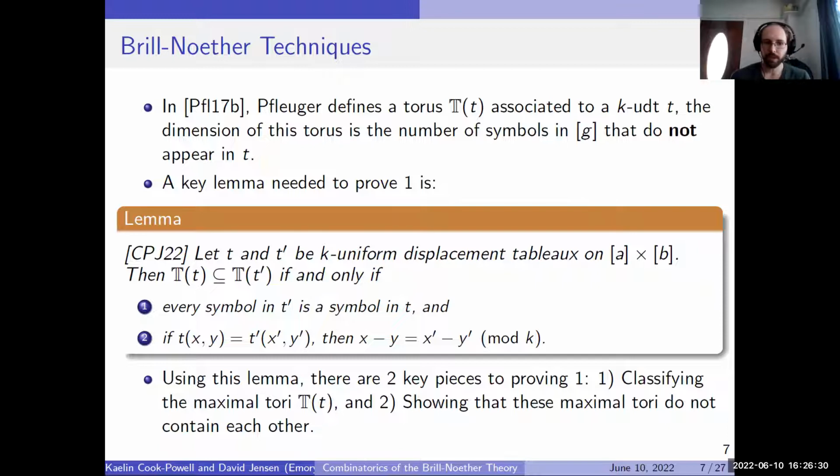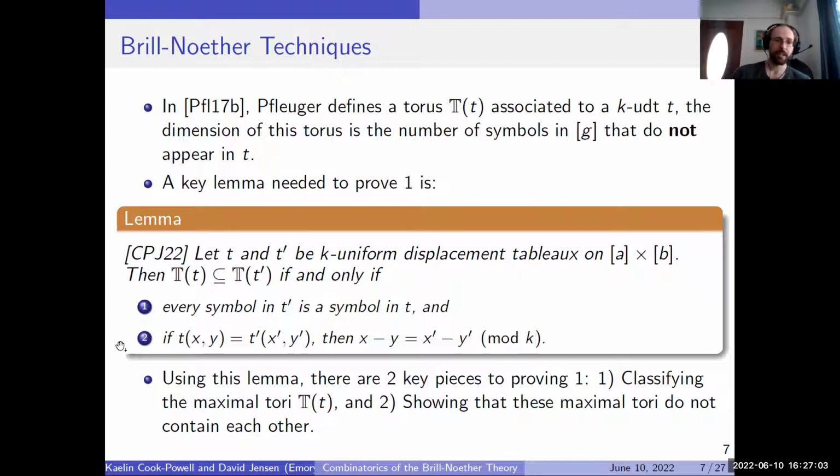Well, one of the things that we want when it comes to working towards how do I talk about the dimensions of these irreducible components is I want to understand these tori. If I can understand the maximal tori with respect to containment, then I can hopefully understand the irreducible components of a Brill-Noether locus. Right. So one thing we want to know is how can I guarantee containment?